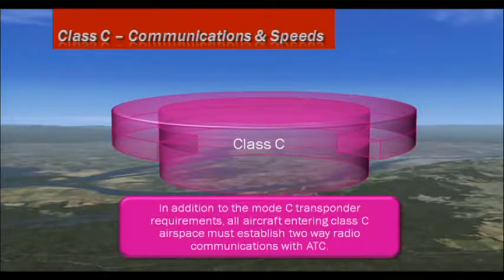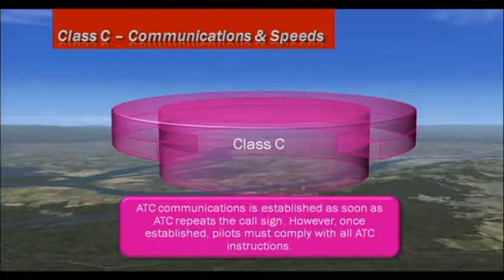As you probably know, a transponder sends a code to the ATC radar screen. The Mode C part of the transponder signal transmits your altitude from the encoding altimeter in the cockpit. Now, all pilots must establish two-way radio communication with ATC before entering the airspace. That's why you want to start thinking about communication with ATC when you're about 20 miles out.